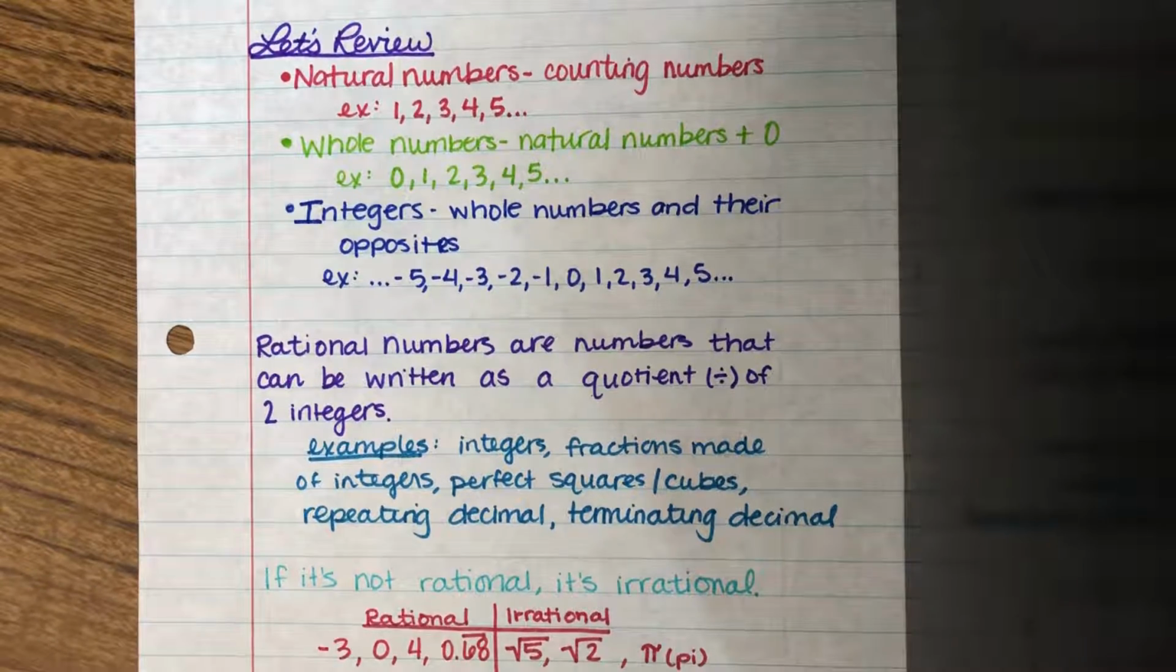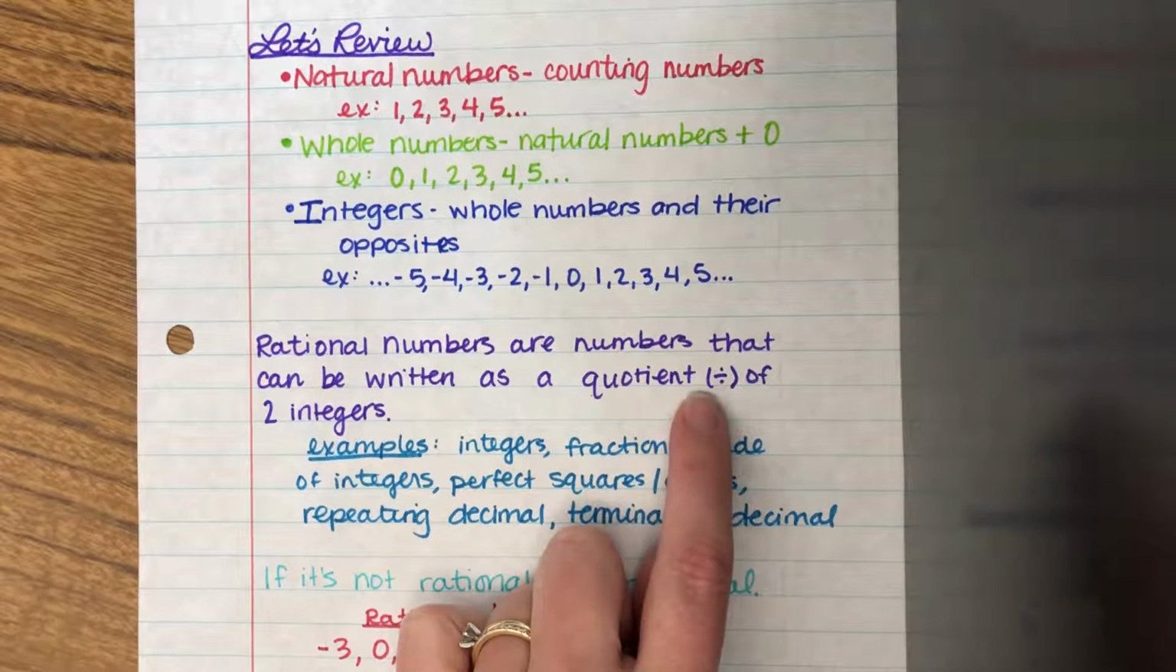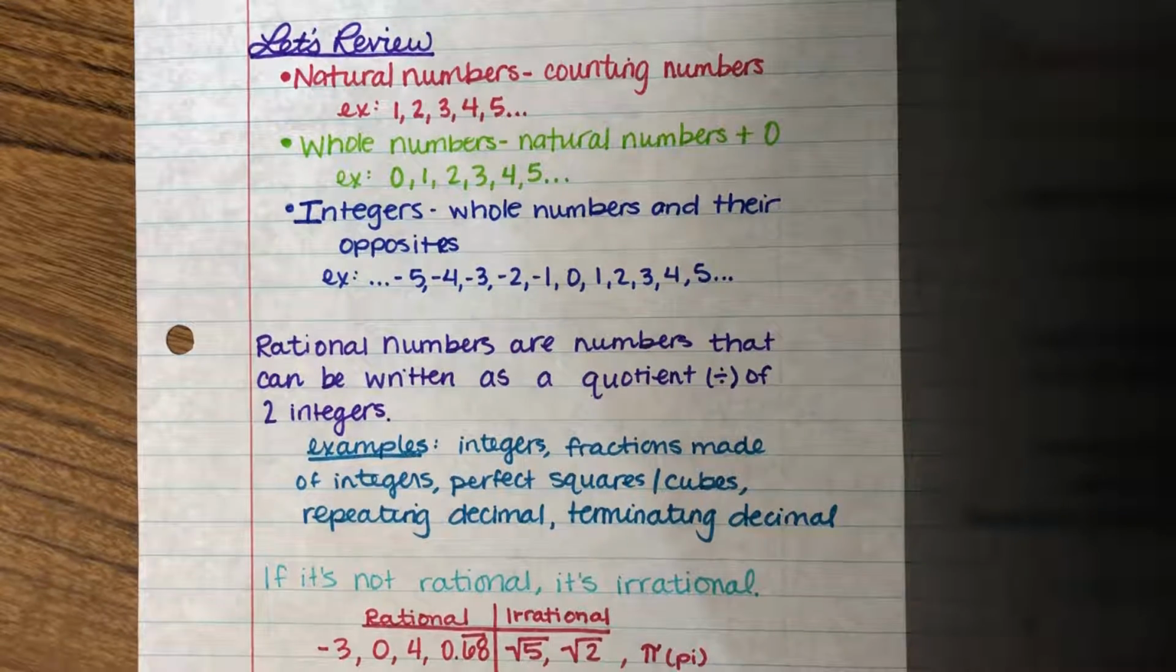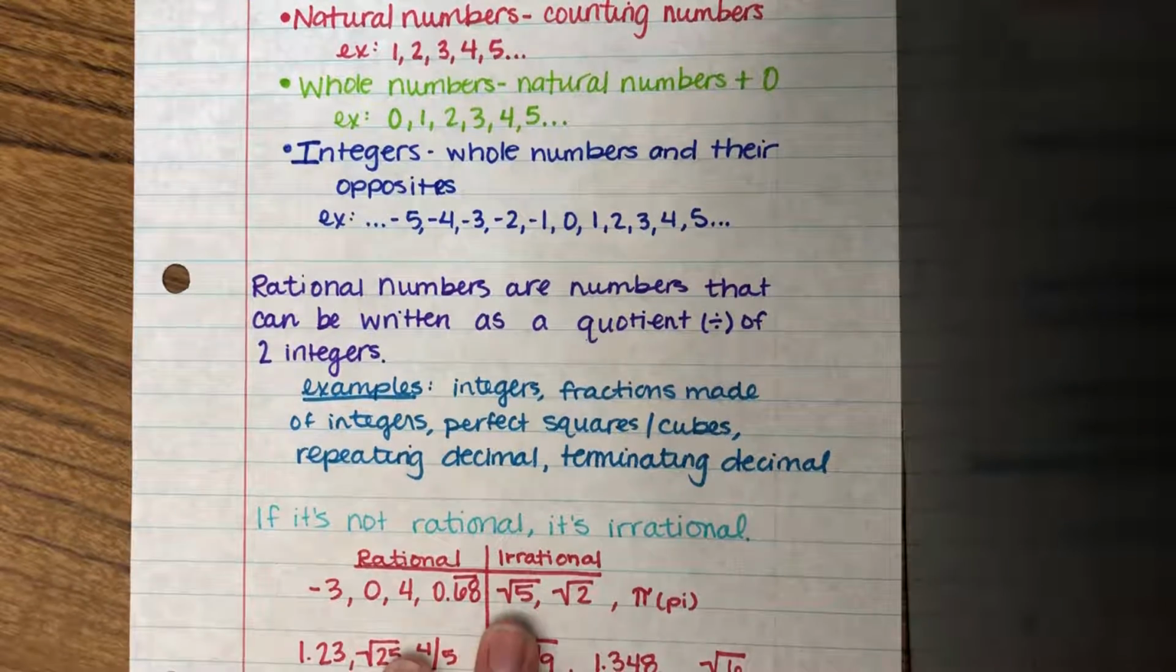Rational numbers are numbers that can be written as a quotient, so quotient is division, of 2 integers. Basically, if I can't write a fraction with an integer in the numerator, the top, and an integer in the denominator, the bottom, then it's not a rational number, okay? But sometimes that can be a little hard for people, especially if you struggle with math. You're like, I don't know if I can write it as a quotient. So I kind of broke it down a little bit for you.